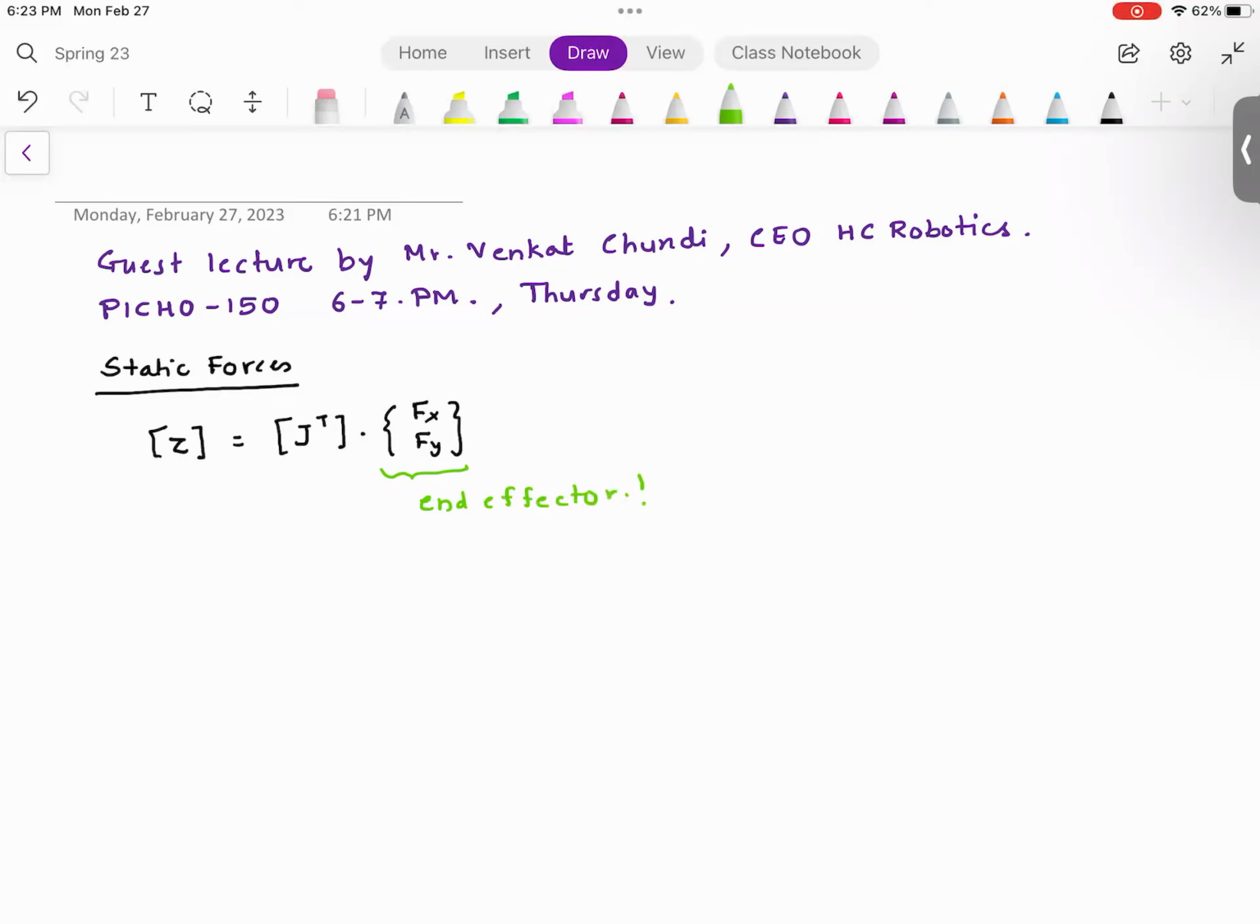Now, I want you to understand how powerful this technique is. Imagine you have this 6 degree of freedom robot arm. And let's just see what happens. Under its own weight, the robot falls down. So if I want to support this weight, I need to understand what joint torque values I need to apply so that the robot can support its own weight. So that is a static force problem.